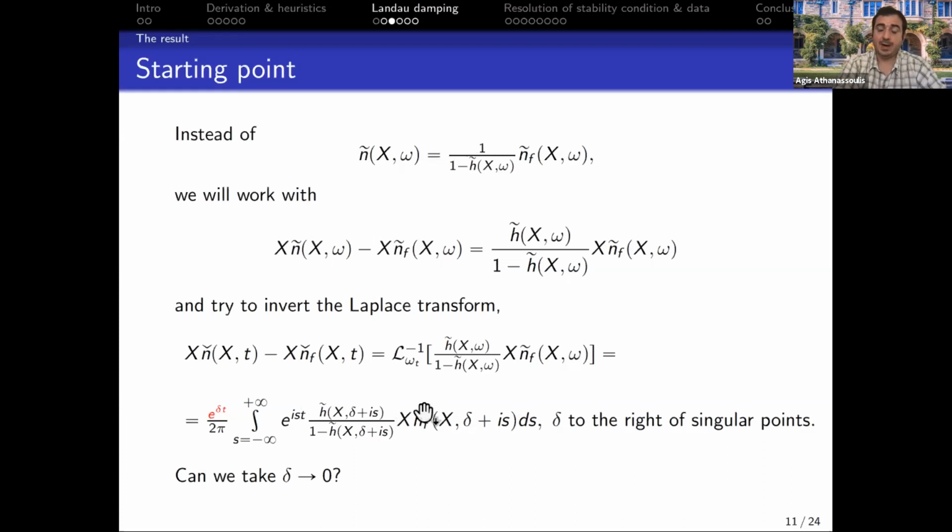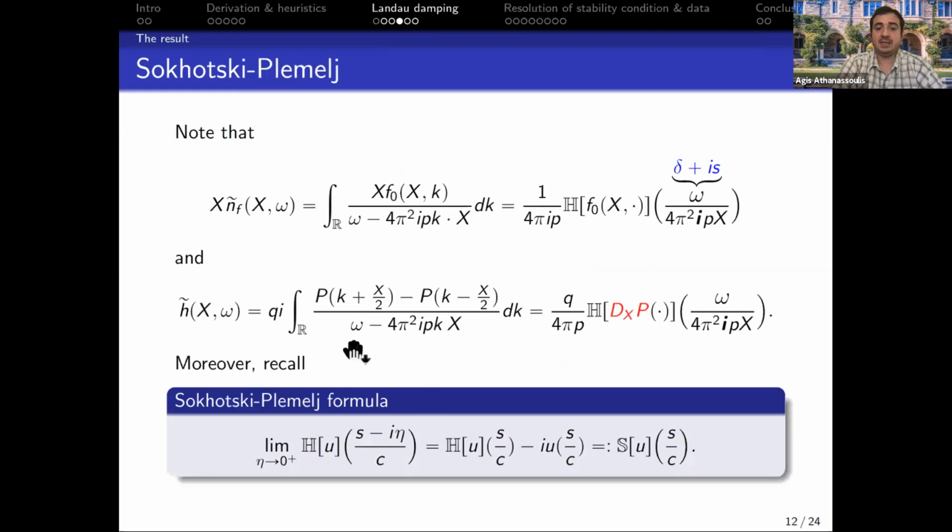No, we'll see in a second why. Can delta tend to 0, and can we justify delta tending to 0? Okay, so why can delta not just be equal to 0?